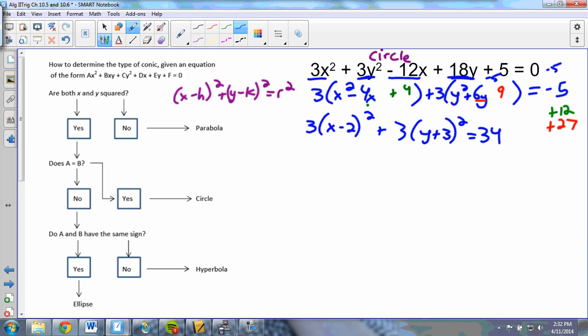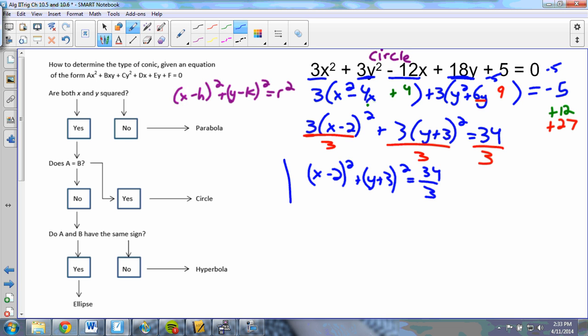Now, for this to be an equation of a circle, I can't have these 3's, these coefficients. I'm going to divide everything by 3. And I get (x - 2) squared plus (y + 3) squared equals 34 over 3, and that's the equation of my circle. I didn't ask you to graph it, but if I did, the center would be at (2, -3), and the radius would be the square root of 34 thirds.